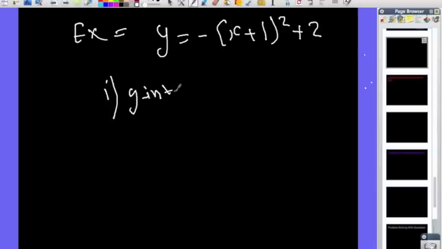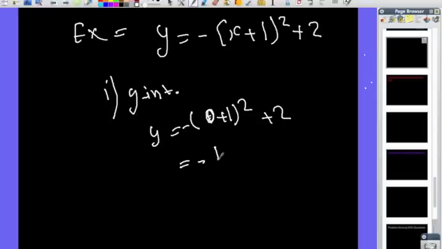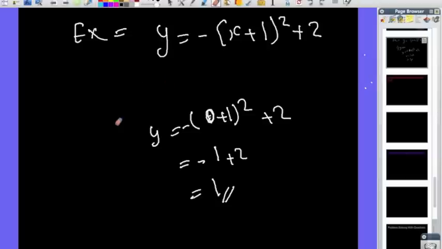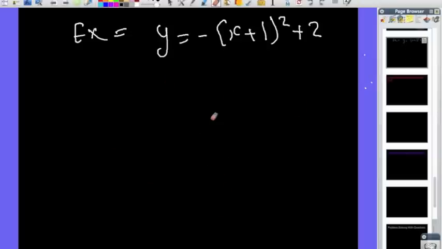So the y-intercepts, I said that in order to find the y-intercepts you need to replace x with 0. So what you would do in this case is y equals negative (0 plus 1) squared plus 2. So negative 1 plus 2, which would be 1. So in this case the y-intercept is 1. Now let's take a look at how to find the vertex point.